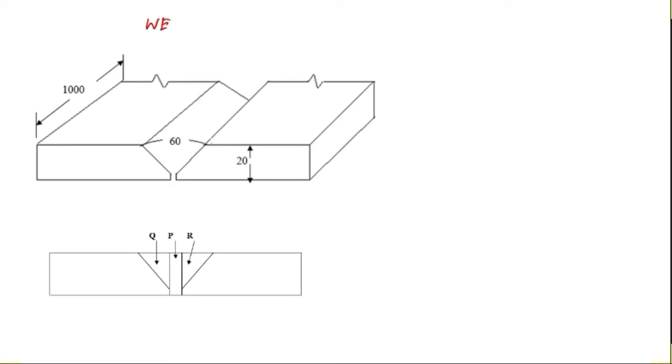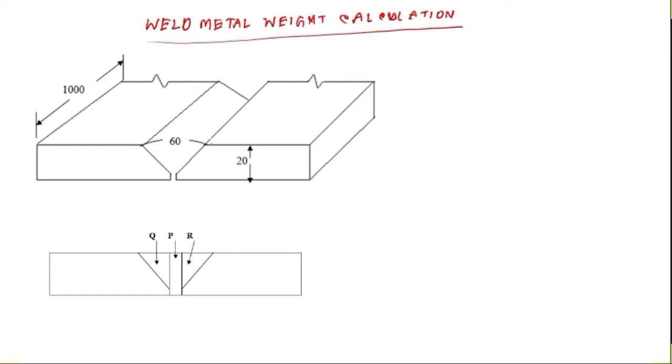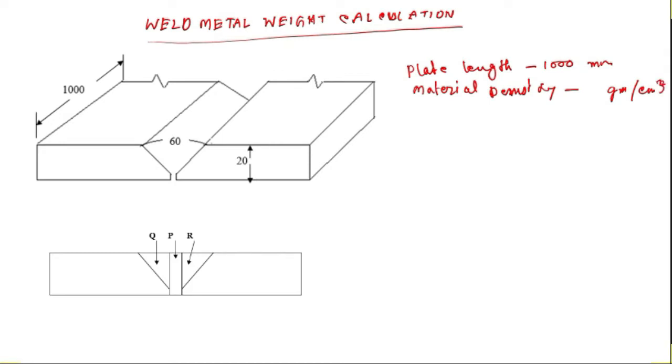The subject is weld metal weight calculation. So plate length is 1000 mm, and the material density, these two things you should know before starting this calculation. This is, you can say, 8 g/cm³ or 0.008 g/mm³. So you can get the area from this formula.